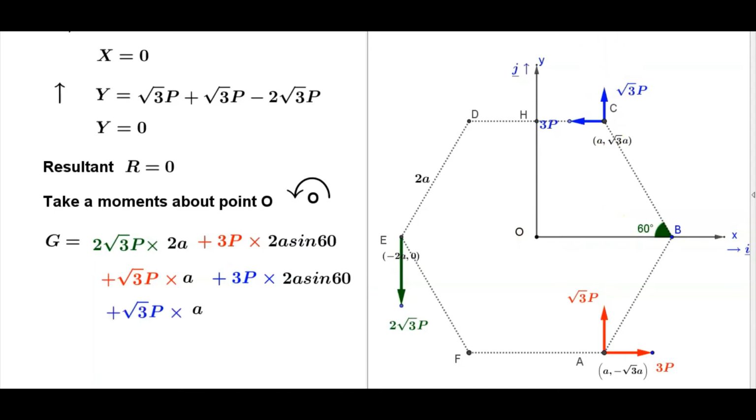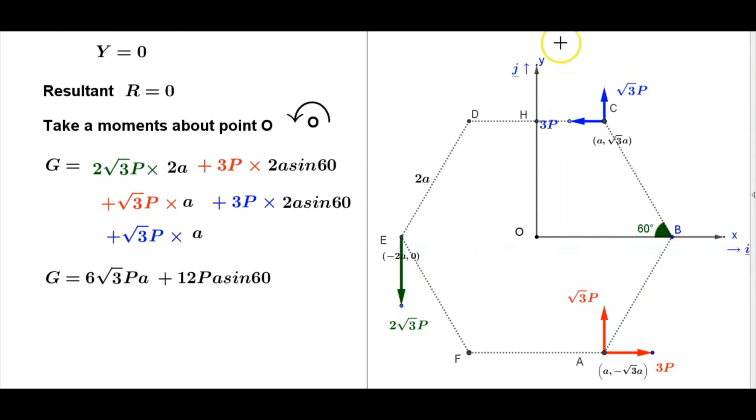Root 3P into 8. When we simplify this one, 2 root 3 into 2, 4 root 3 Pa. For this one root 3 Pa, 5 root 3 Pa, and 1 root 3 Pa, therefore 6 root 3 Pa. This one 2 into 3, 6 Pa sine 60. Here also 6 Pa sine 60, therefore 12 Pa sine 60.